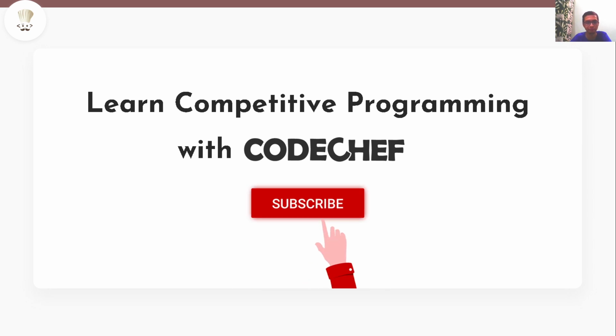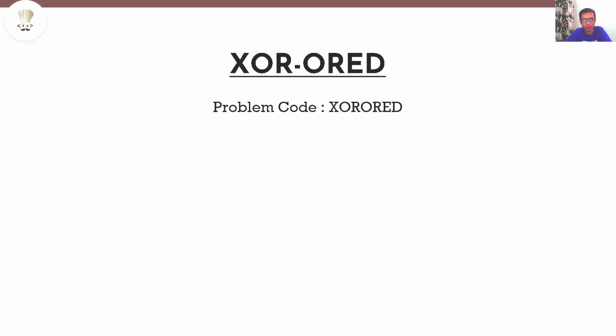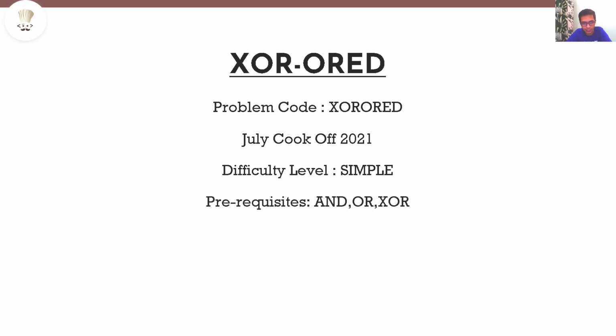So in this video, we are going to solve this problem called XOR-ORED, which appeared in July Cook-Off 2021. The difficulty level for this problem is simple, and the prerequisites are the bitwise operators, which are the AND operator, the OR operator, and the XOR operator, right? And you should also be able to convert a decimal number into a binary number.